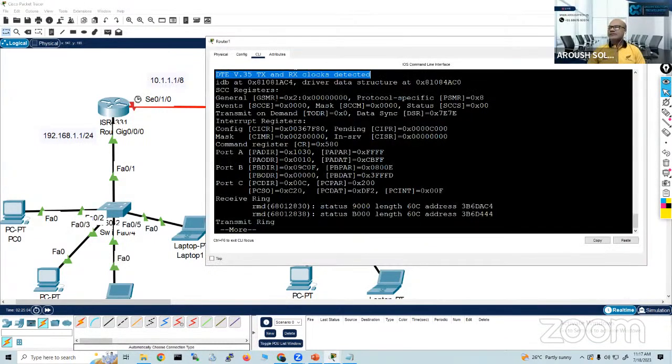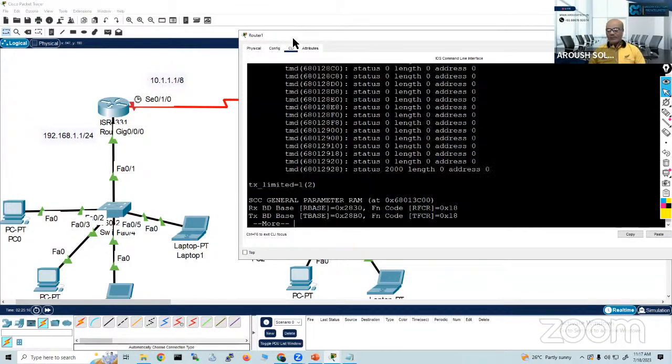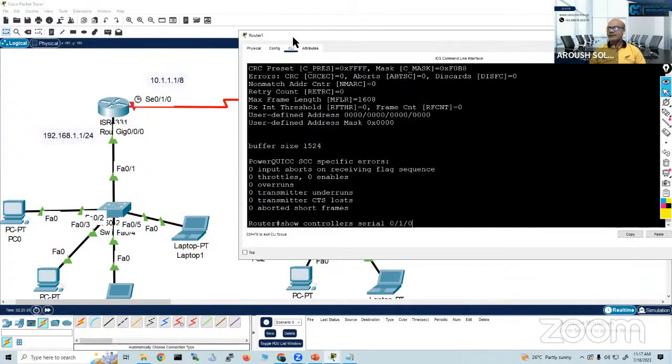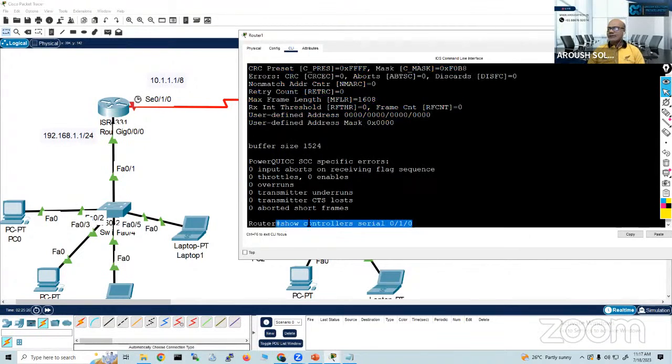Guys, when you do troubleshooting in the organization, in the company, this command is really helpful. There are a lot of other parameters we can see, but I don't want to explain about them now. So this is the command: show controller serial interface.